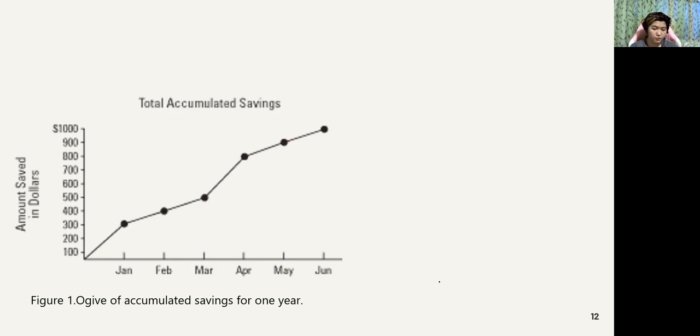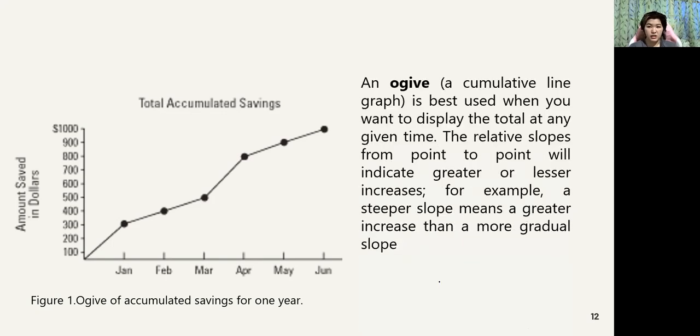In other words, or in other books, it's known as ogive of accumulated savings for 1 year. Okay? Again, it's best used when you want to display the total at any given time. Okay? Also, if you want to see the total number of sales, okay? If you want to see the improvement in your sales, this line graph is good. Okay? Let's say for example, your height over the past 10 years. It's also appropriate to use a line graph.